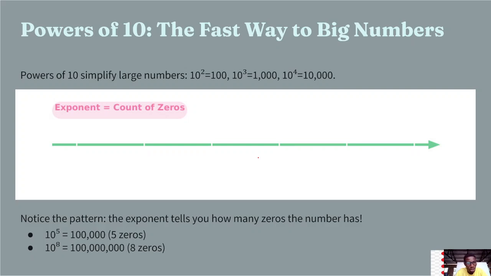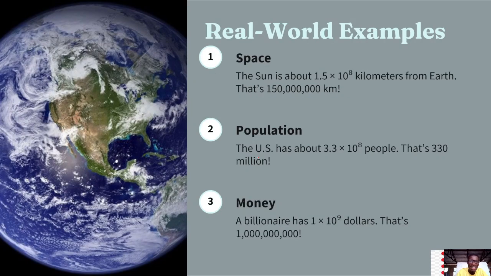All right, so do you see the pattern? The exponent tells us how many zeros are added after the 1. So 10 exponent 5 means 5 zeros, and 10 exponent 8 means adding 8 zeros. This is pretty simple and easy. Now let's look at real world examples.